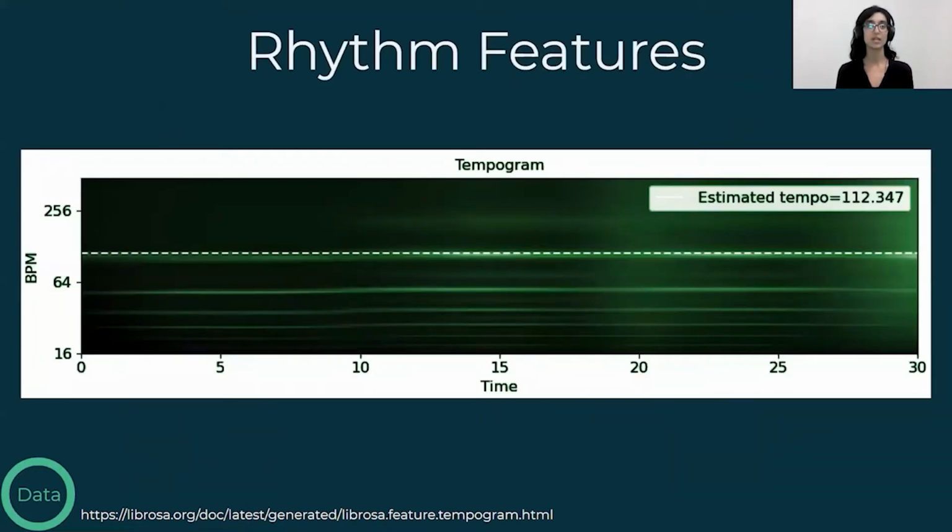Rhythm features include the estimated tempo, which is the speed of the song. That can be extracted from a tempogram. On the y-axis, we have the BPM, beats per minute, which is the way we measure tempo. The x-axis is the time. And here we can see how the tempi, which is the plural of tempo, changes over time.